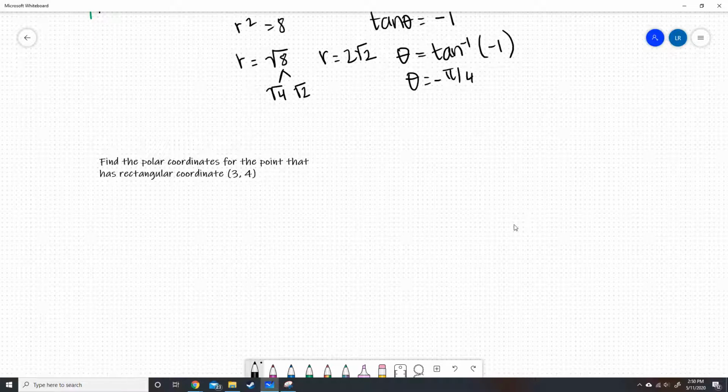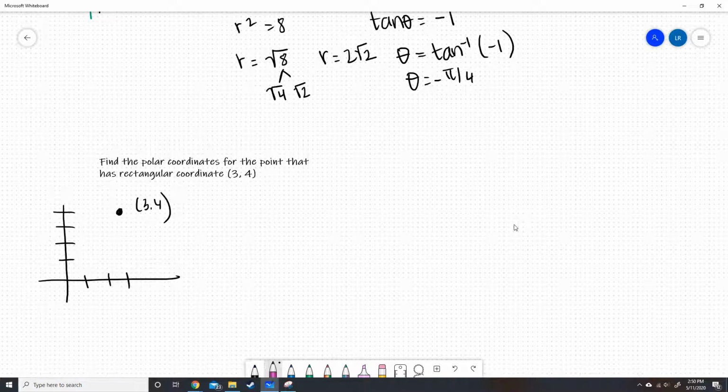Okay, so the first thing that I like to do is graph this and see, where does this point fall? 1, 2, 3. 1, 2, 3, 4. And so this point is right here. The next thing that I like to do is draw a right triangle to help me find my theta and my r.